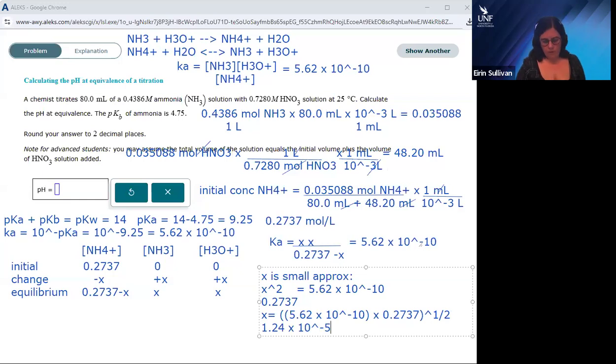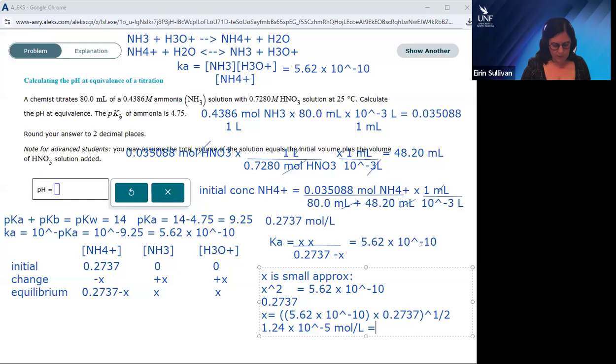I'm not going to do any further calculations for my x small approximation, because I've got a lot of experience with this now. I'm just going to look at this number. It's to the magnitude of 10 to the minus 5. So if I look at my minus x there, to the number of sig figs I've got in the 0.2737, it makes not a whit of difference.